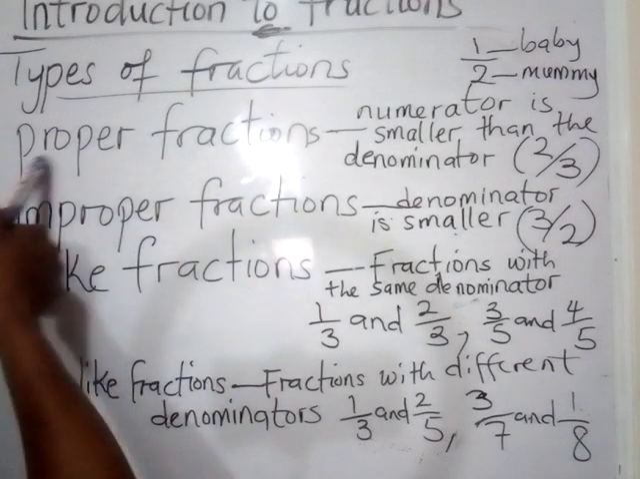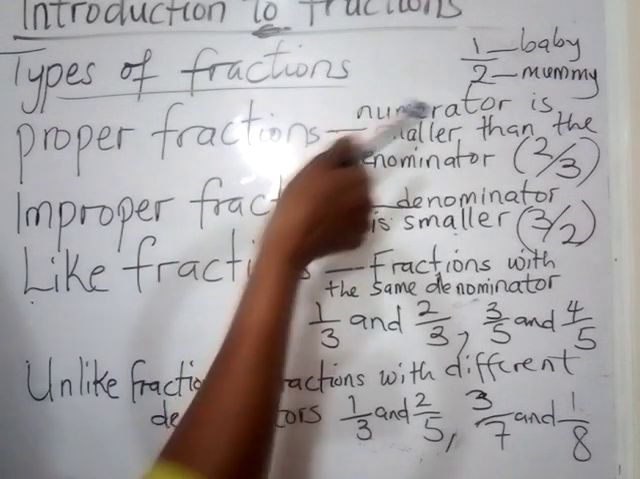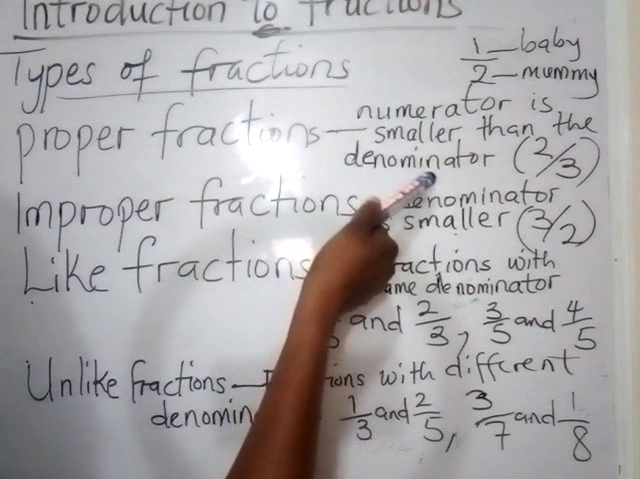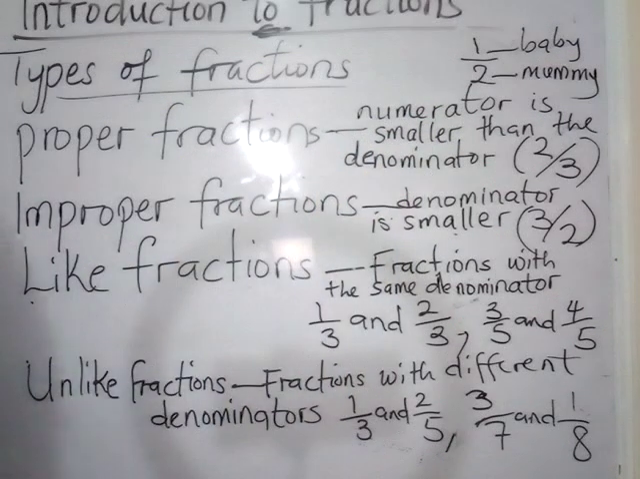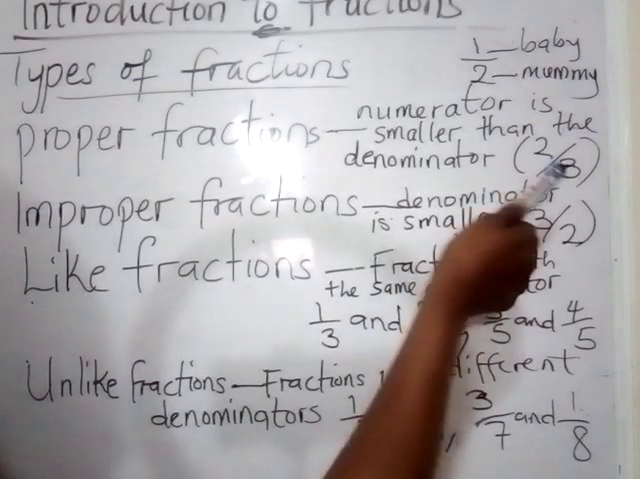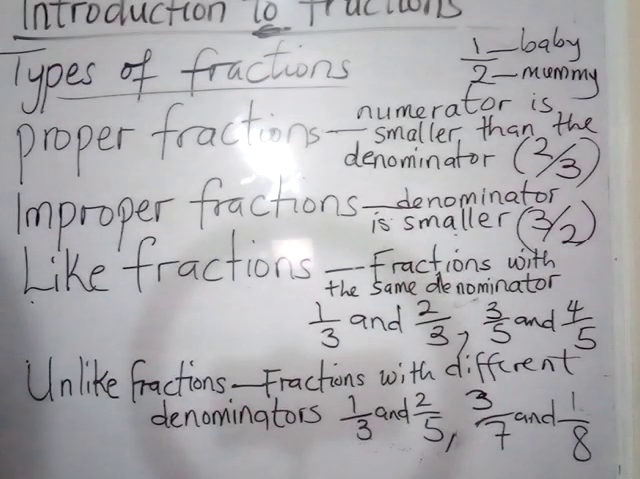Types of fraction. We have the proper fractions, where the numerator is smaller than the denominator, and that is what is expected. That the number under is bigger than the number on top. Okay? I say mommy is under and baby is on top. Mommy ought to carry baby, so it is proper.